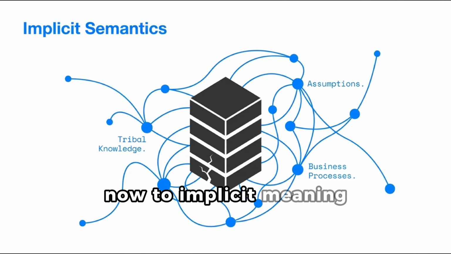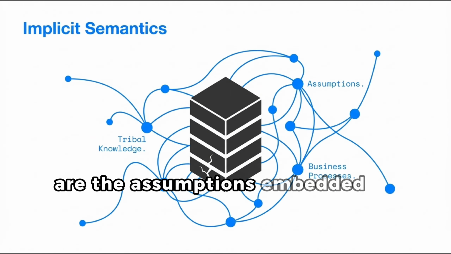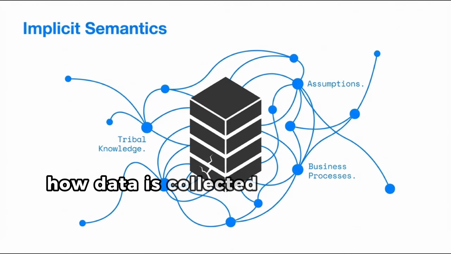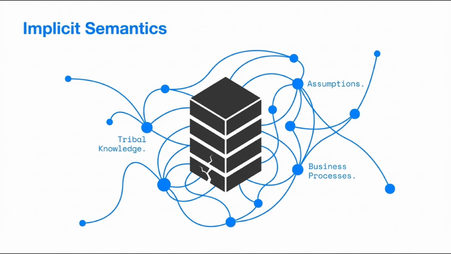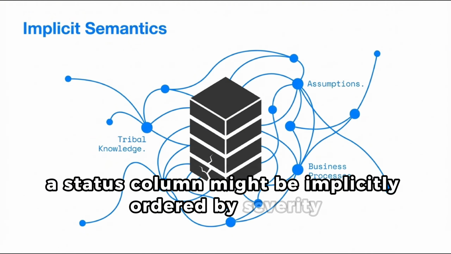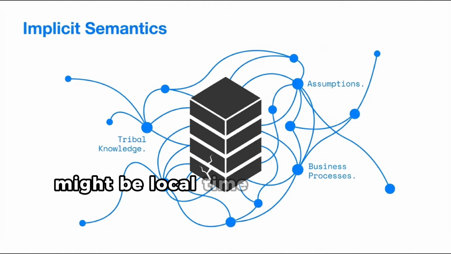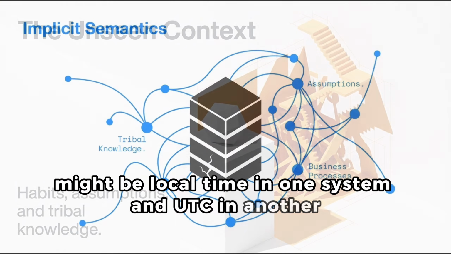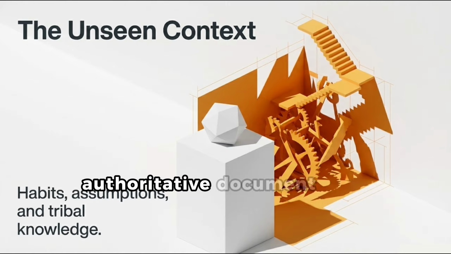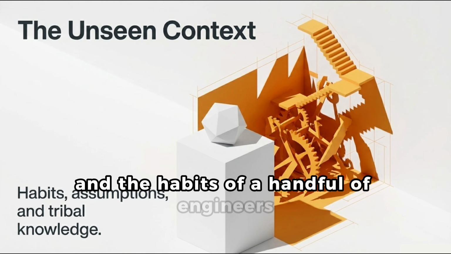Now to implicit meaning, the darker, slipperier half. Implicit semantics are the assumptions embedded in practice: how data is collected, what business process produced it, how missing values are treated, and even the political compromises that shaped a field. A status column might be implicitly ordered by severity in one team and alphabetically in another. A timestamp might be local time in one system and UTC in another. Often, there's no single authoritative document that explains these choices. They exist in tribal knowledge, emails, code comments, and the habits of a handful of engineers.